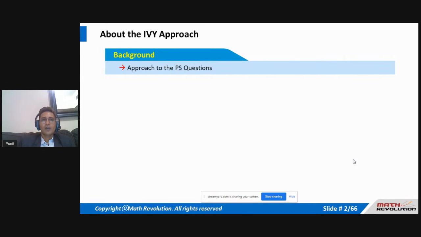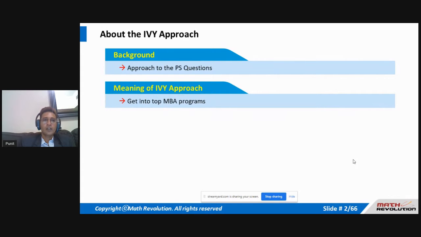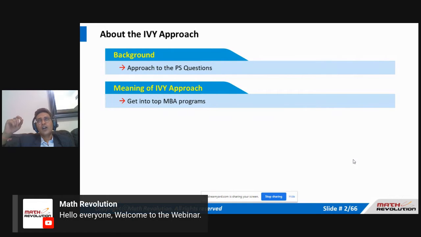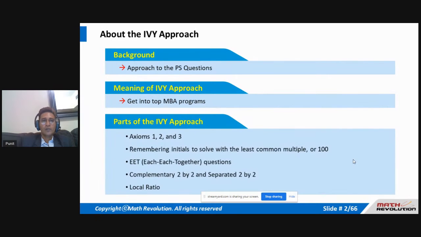Secondly, when we talk about the meaning of the IV approach, the name has been taken from the Ivy League colleges. Those are the leading colleges for the master's program, not only for the master's but a lot of other programs as well. And this particular approach can get you a higher score of Q48, 49, and even Q50. So your applications to these degree programs and Ivy League universities are much easier to get through.